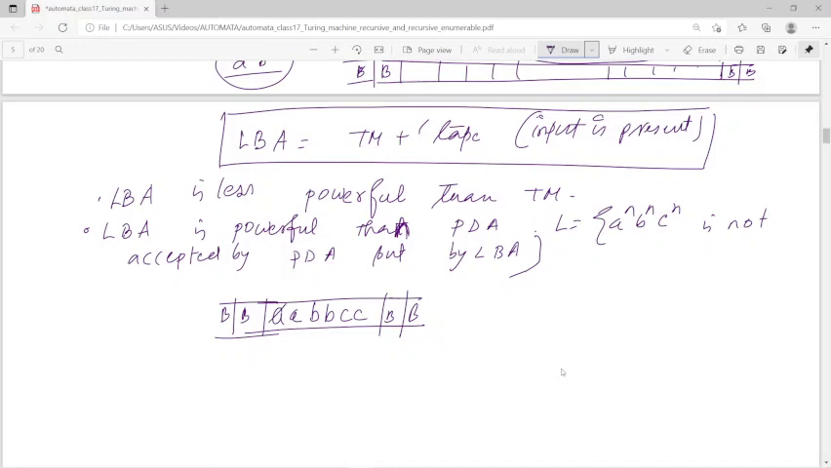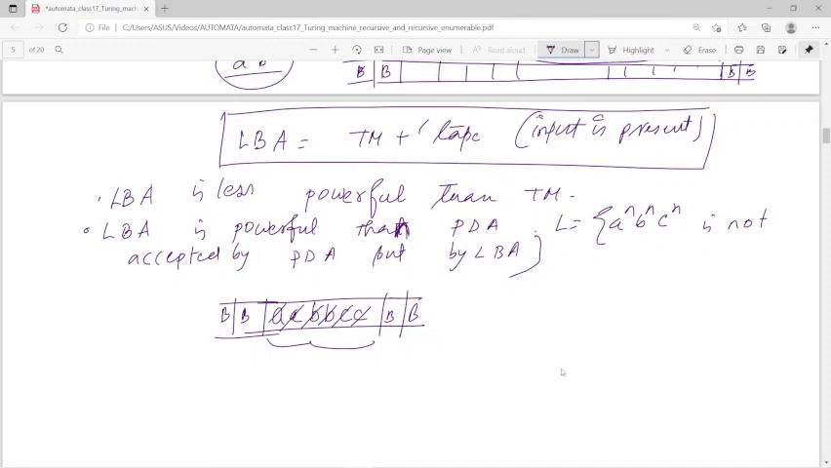That means first X, then go to B, then go to C, and then you have to go back again to A, then B, then C. That means you are never crossing the boundary, right? Then this particular language is called linear bounded automata. It will never cross. These are all Turing machines, but depending on the input tape, I have categorized the Turing machines into different automata that we already discussed, right?